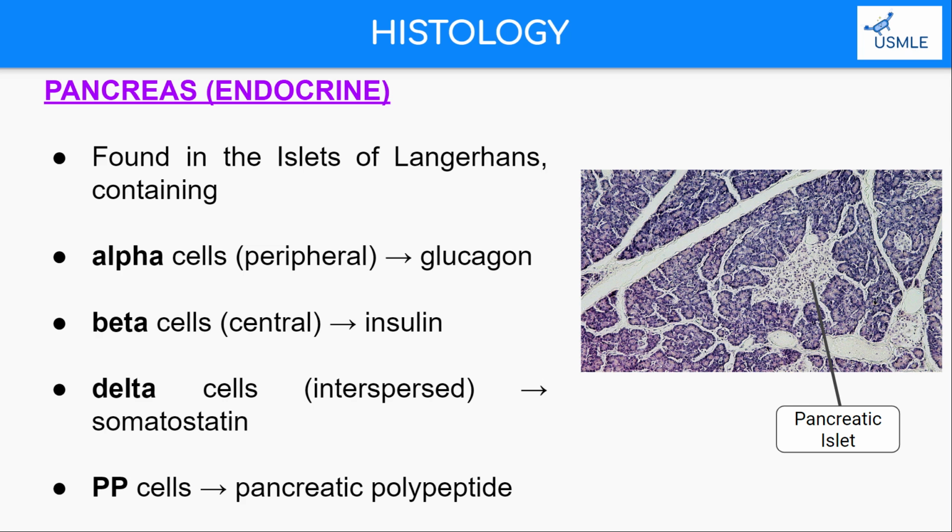Pancreas harbors islets of Langerhans, which contain alpha cells, beta cells, delta cells, and PP cells. The alpha cells are located peripherally in the islet and secrete glucagon, whereas the beta cells are central and secrete insulin. Delta cells are interspersed and secrete somatostatin. PP cells secrete pancreatic polypeptide.